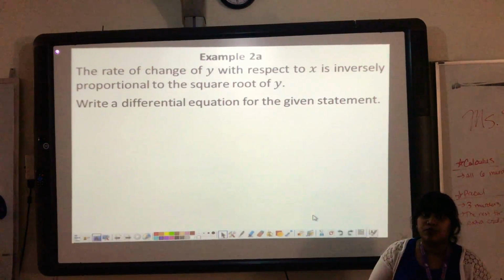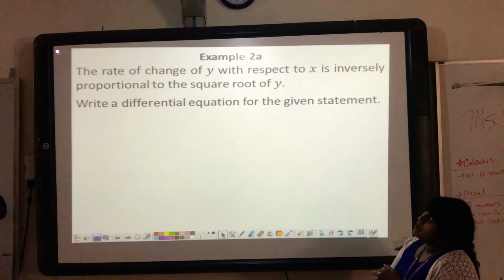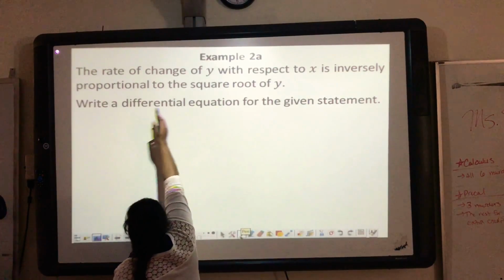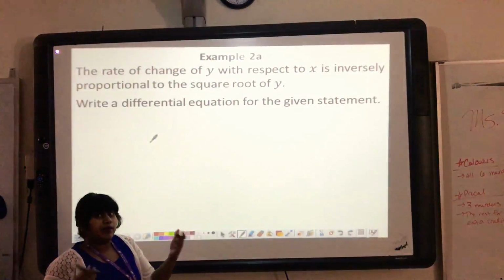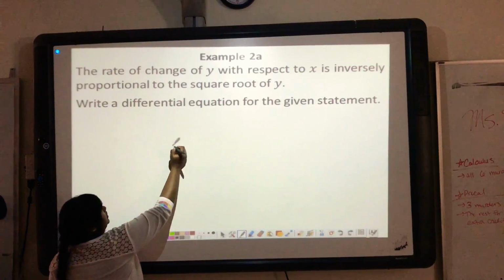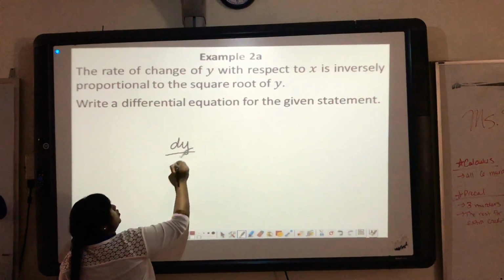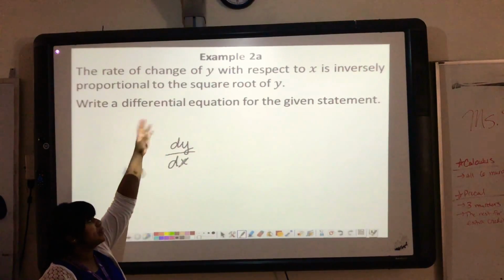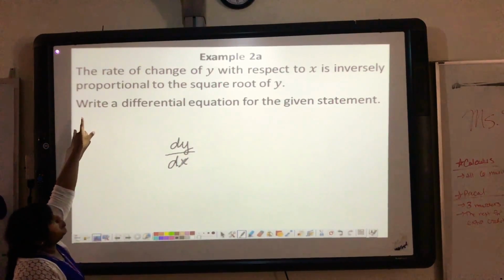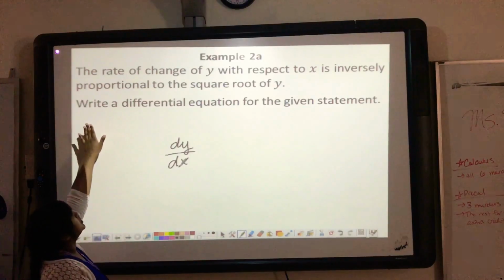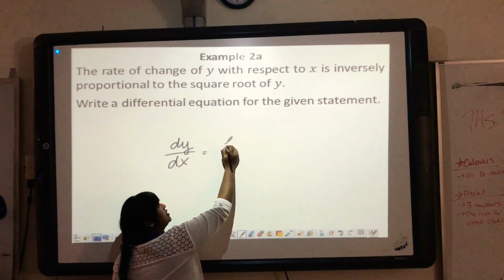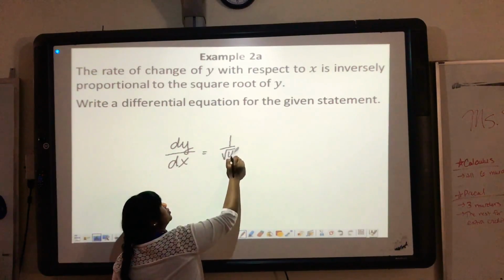Let's actually use some true problems to discuss this. If we know the rate of change of y, what does rate of change mean? Rate of change is our derivative, so we have dy, the rate of change of y with respect to x. I'm just taking what's written in my word problem and transferring it over to notation. It is inversely proportional to the square root of y. It cannot be equal to y, because that would be directly proportional.